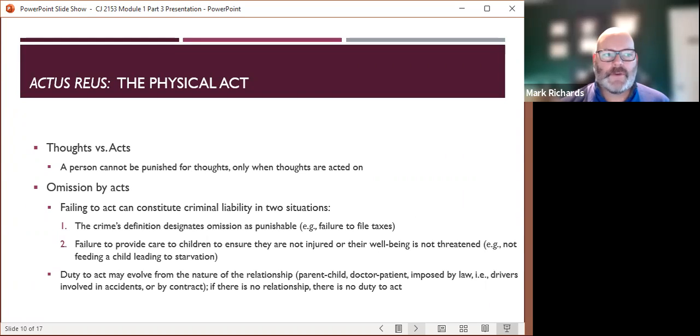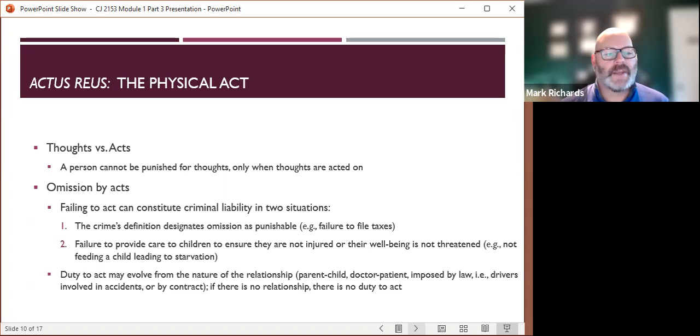So in terms of actus reus, you have to consider thoughts versus actions. A person cannot be punished for their thoughts, only when these thoughts are acted on. In terms of actus reus, there can be an omission, which means failing to act, which can constitute criminal liability in two situations. The crime's definition designates omission as punishable. For example, failure to file your income taxes, or failure to provide care to children to ensure they are not injured or their well-being is not threatened. For example, not feeding a child leading to their starvation.